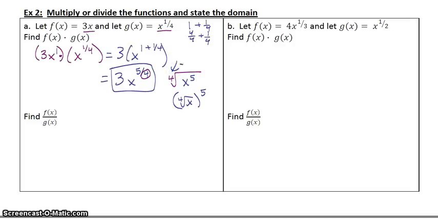Remember what I just said? We can't have a negative underneath an even root. Not possible, we get an imaginary number. So my domain, for example, 2a is x is greater than or equal to 0 again. We can't have any negatives.